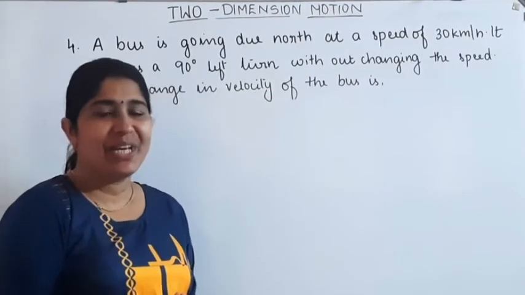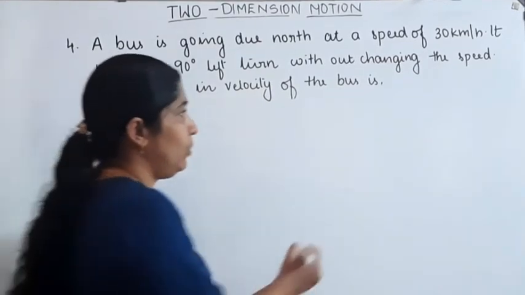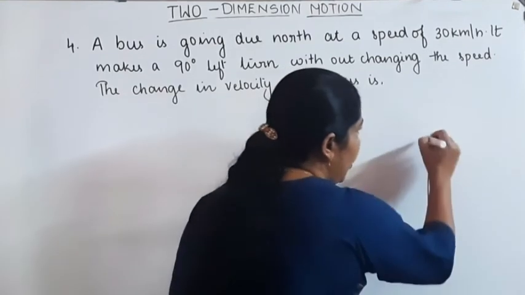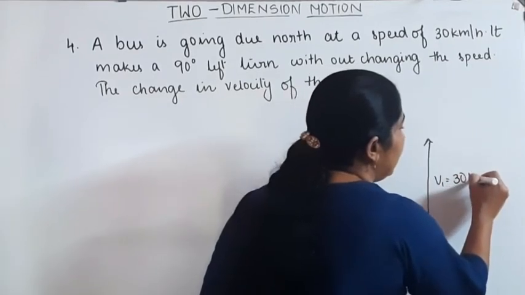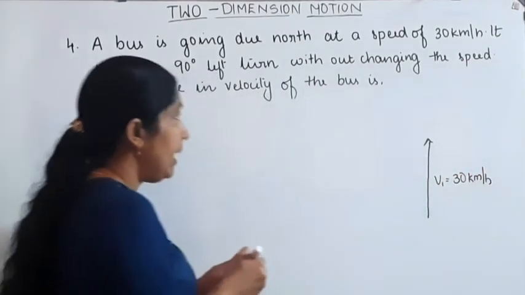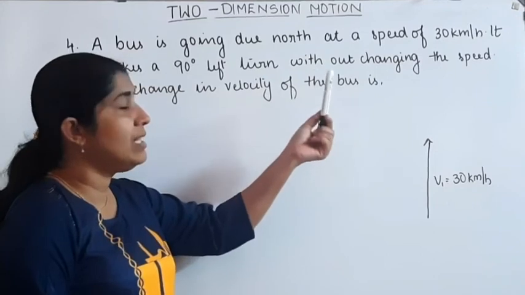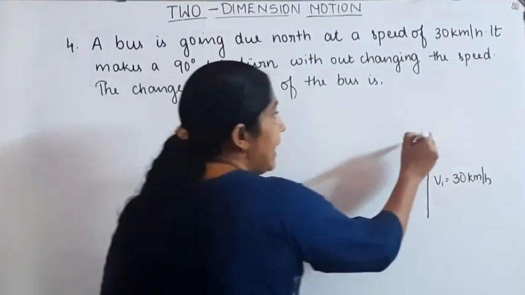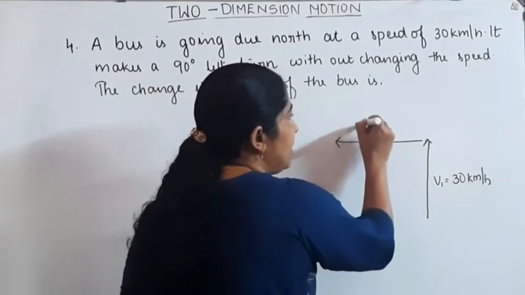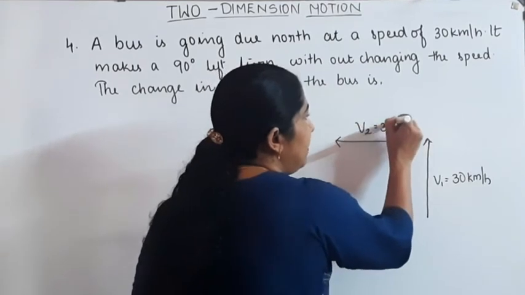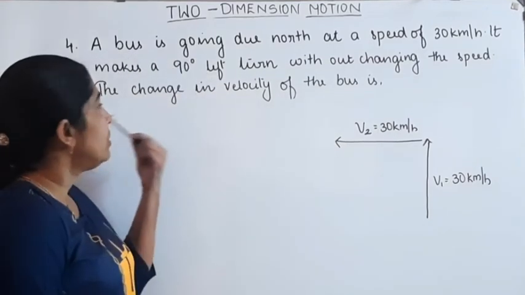Our next question. A bus is going due north at a speed of V1 equal to 30 km per hour. It makes a 90-degree left turn without changing the speed, that is, V2 is equal to 30 km per hour.